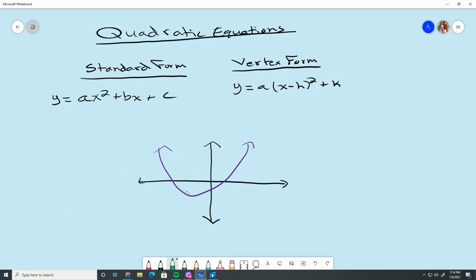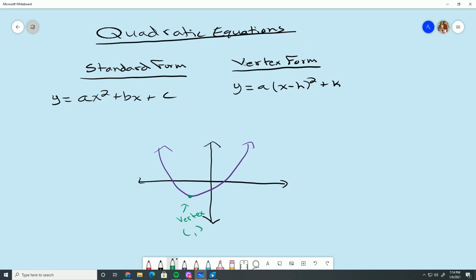So the first thing I'm going to point out is down here, the bottom of this graph, the lowest point, which I'll mark right there. That's called a vertex. So anytime you hear the word vertex, that's what it's referring to. It wants to know what is this point specifically.